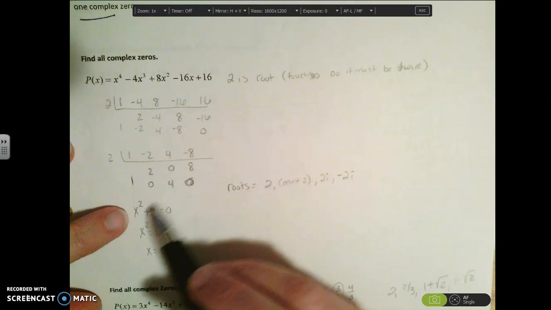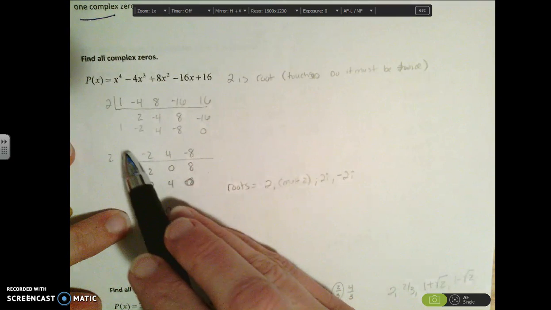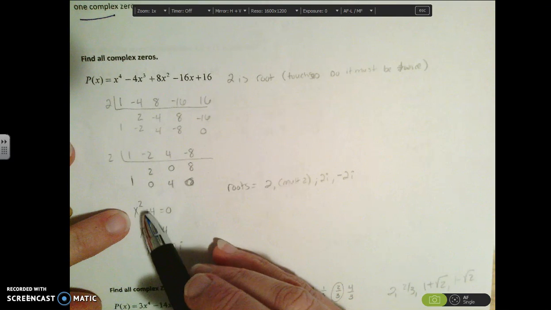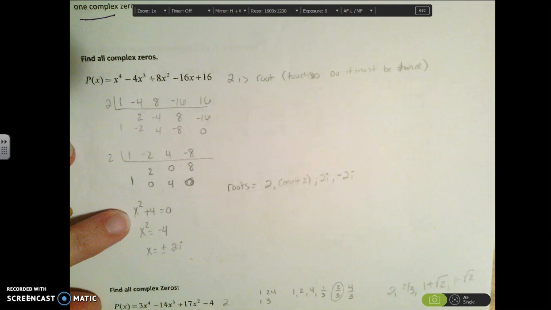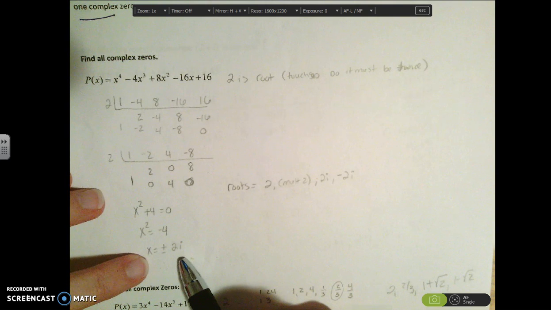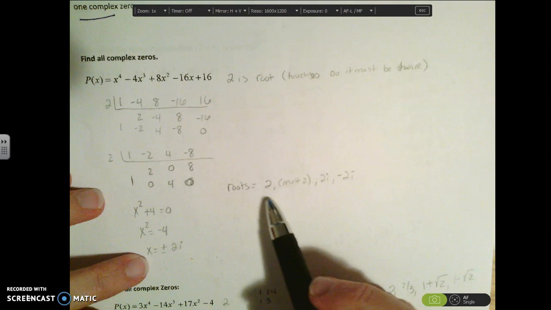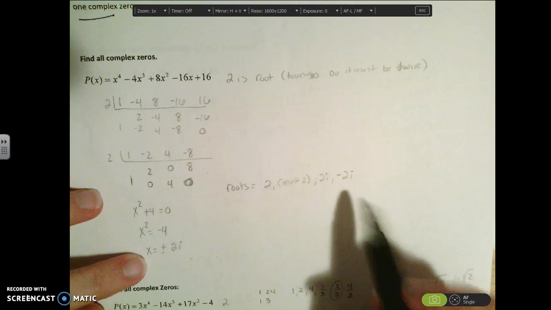So now I've gone from an x to the fourth power to an x cubed power. Now I'm on an x squared power. So I have x squared plus 4 equals 0. And then I can solve that and I get plus or minus 2i. So my roots are going to be 2 with a multiplicity of 2, and then 2i and negative 2i.